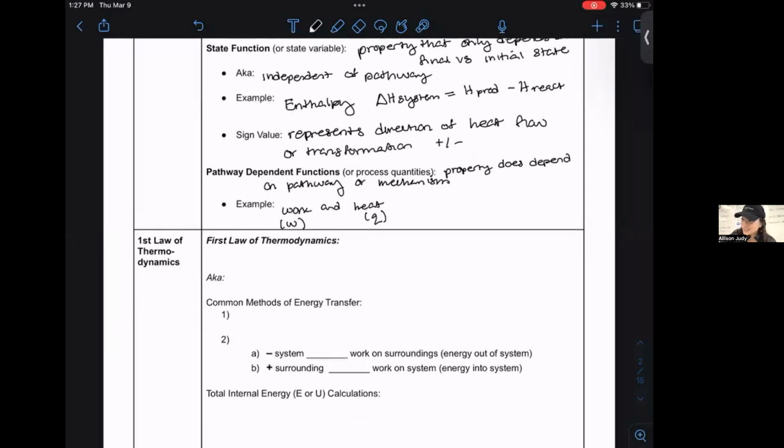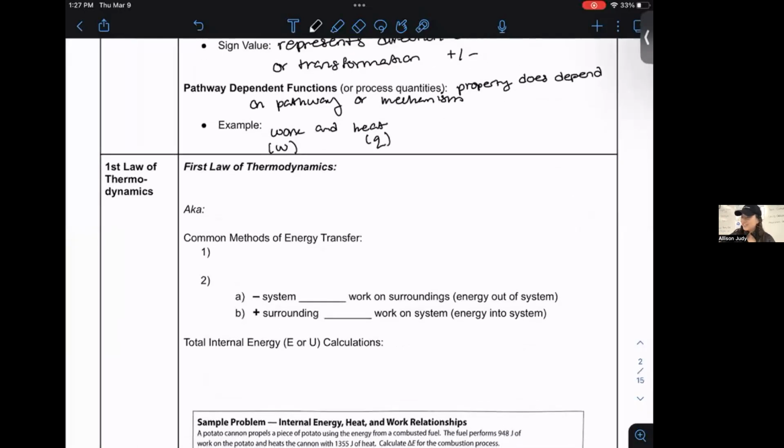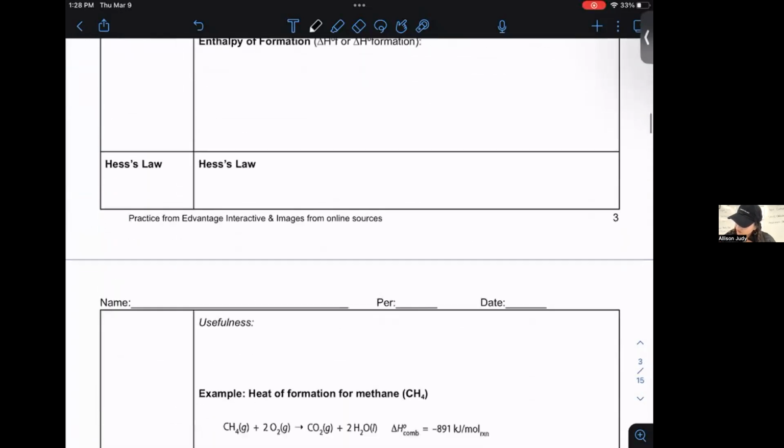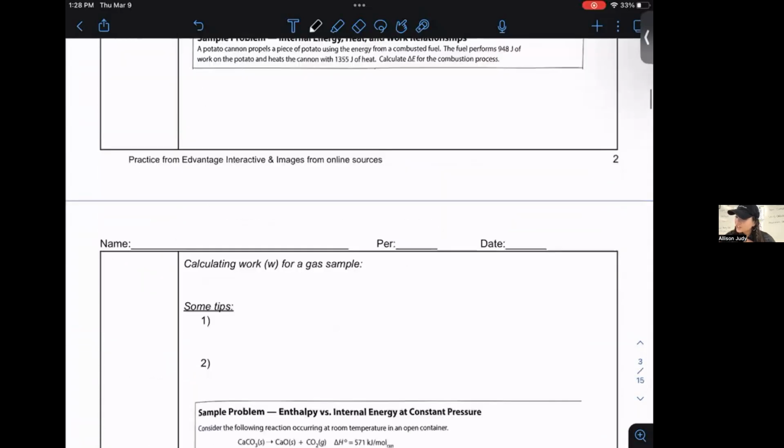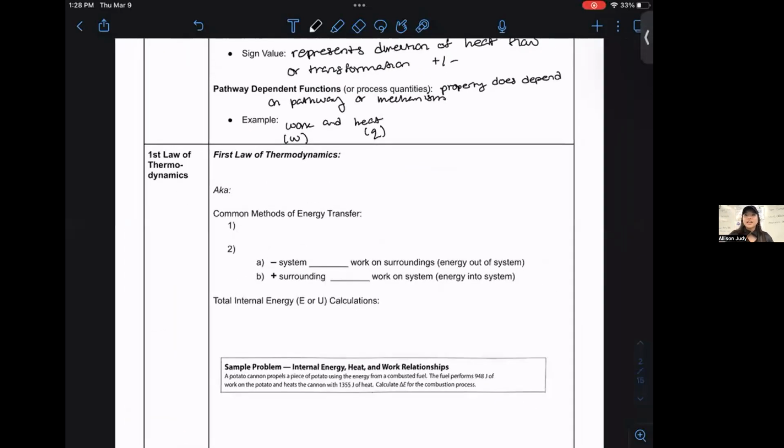Through every lecture, first law of thermodynamics. Guys, we have to get through 3 pages. First law of thermodynamics is, I don't even know if you have to write this, but energy can neither be created nor destroyed, but can be converted, aka the law of conservation of energy.